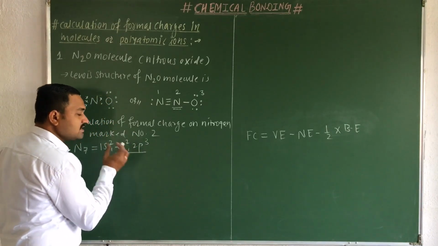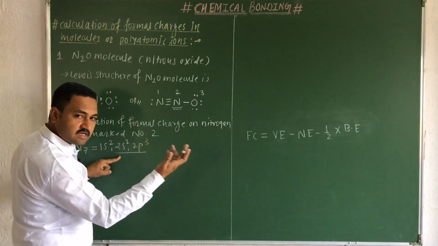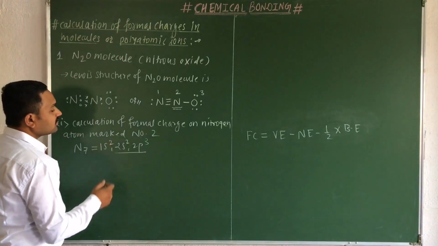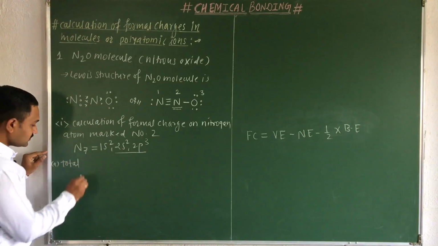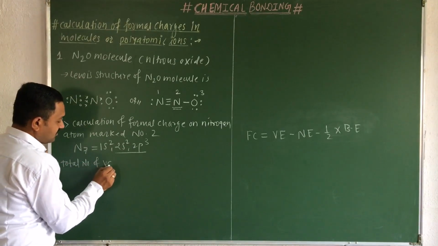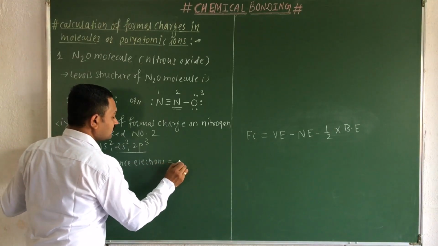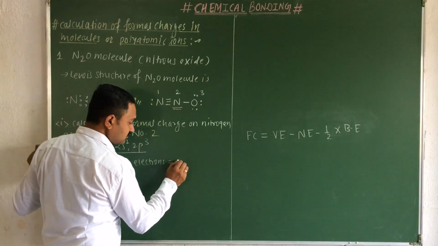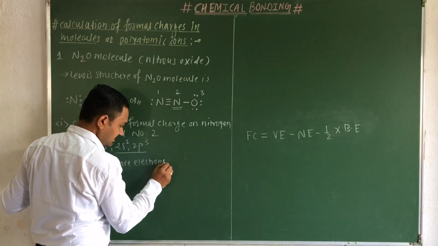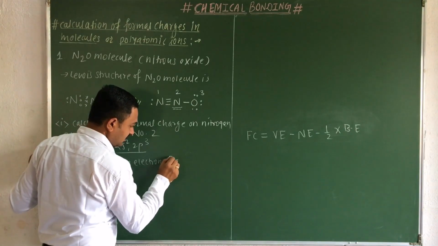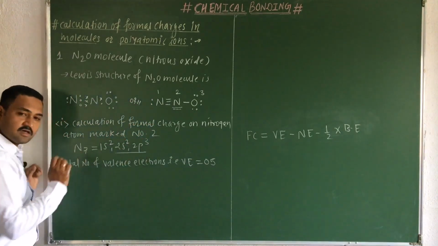Now how many valence electrons are present in the nitrogen atom? We know that the electrons present in the valence shell are nothing but the valence electrons. Therefore here the total number of valence electrons, that is VE, equals 2 plus 3 equals 5.